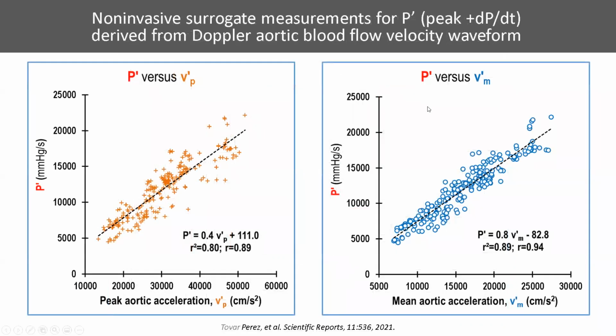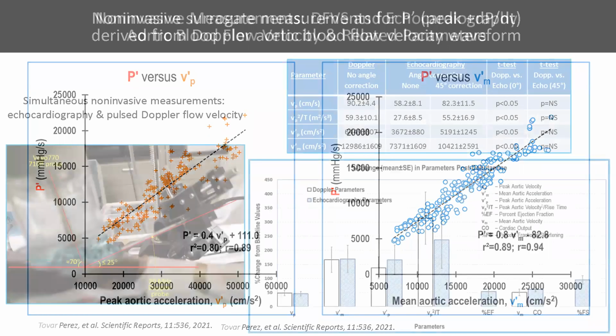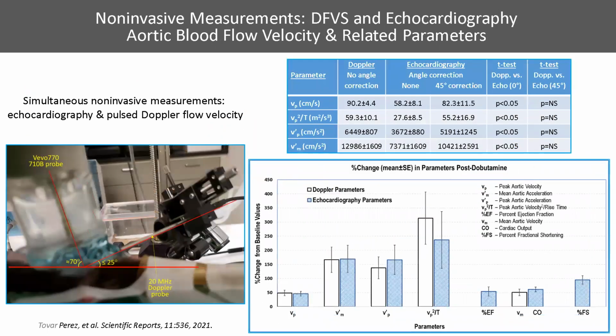Moving on, and using this data, we compared peak acceleration versus dP/dt and mean acceleration versus dP/dt. And we found that after regression analysis they had a very high correlation, that they were both highly correlated with the invasive pressure measurement.